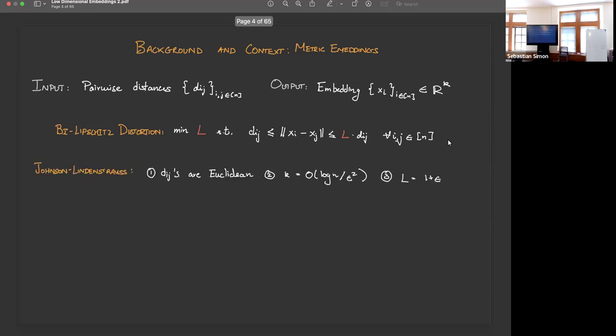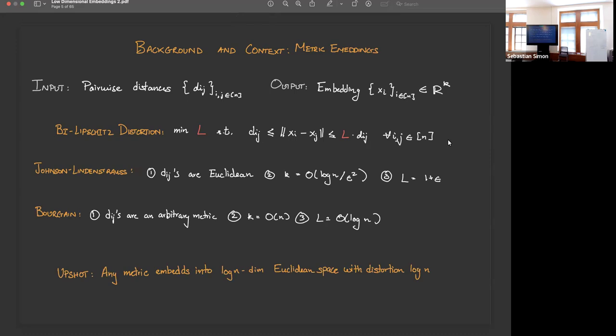Okay. So what are some well-known examples of distortion embeddings? The most well-known one is Johnson-Lindenstrauss. So let's say the input is Euclidean. Then it suffices to embed it in log n over epsilon squared dimensions. So k is log n over epsilon squared, and L is 1 plus epsilon. So you get a distortion of 1 plus epsilon as long as you embed it in log n over epsilon squared dimensions. Okay.